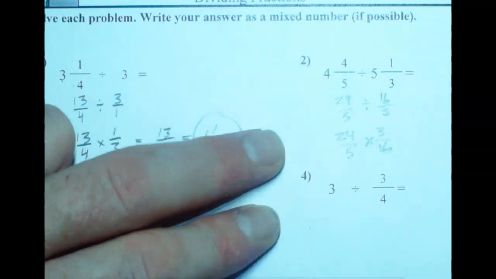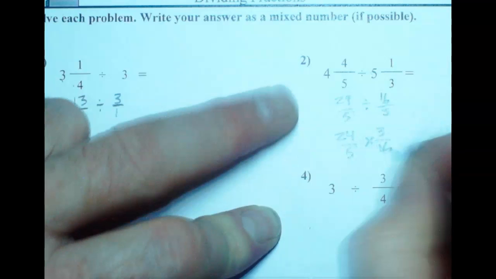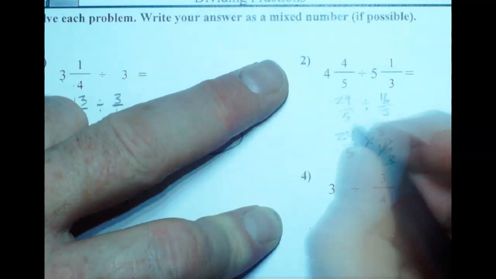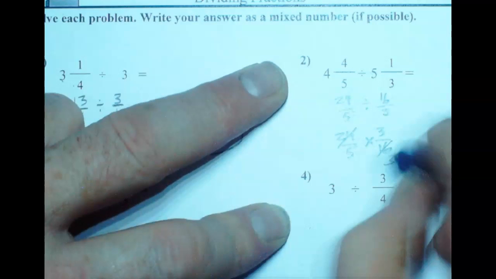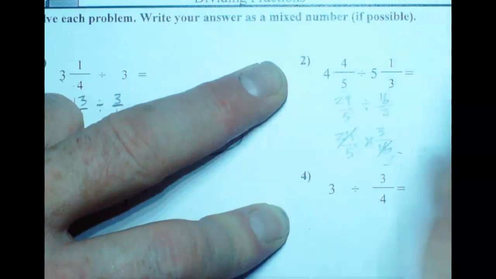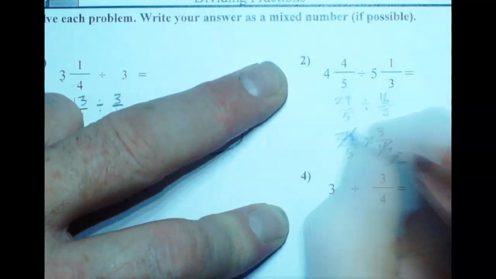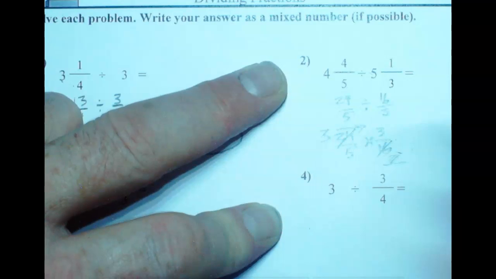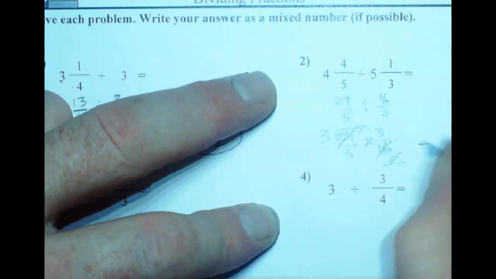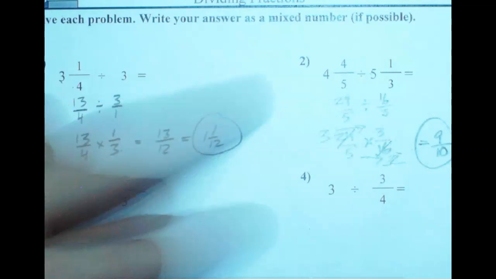It's 3 over 16. Well, I can divide 16 by 8 and get 2. Divide 24 by 8 and get 3. 3 times 3 is 9. 5 times 2 is 10. This is 9/10.